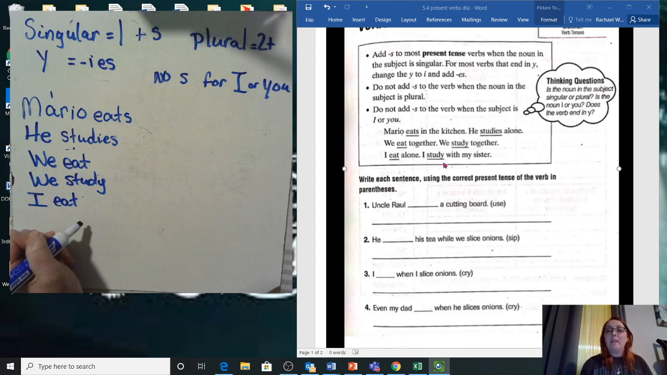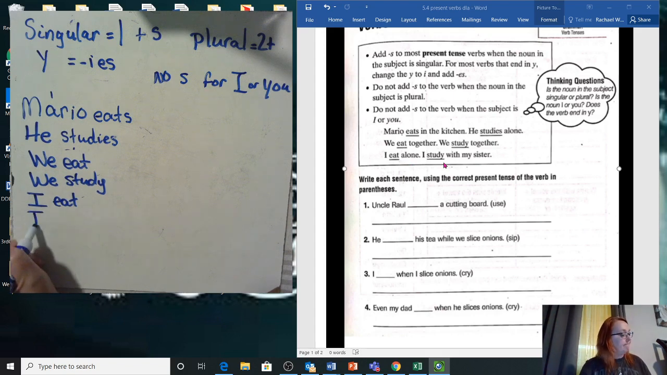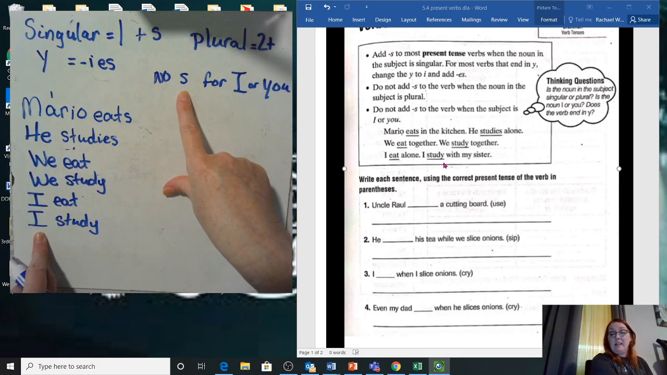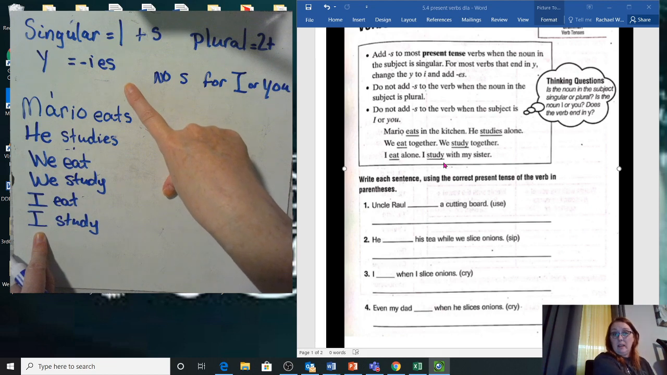Look at the next one. I study with my sister. What's our subject? You're right. It's I. Study is our verb. I study. Because it is an I, we do not add an S or IES to our verb. Okay?